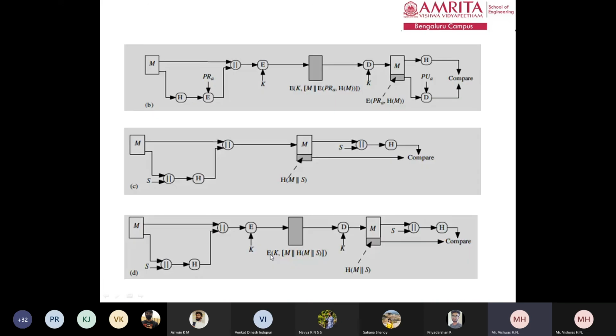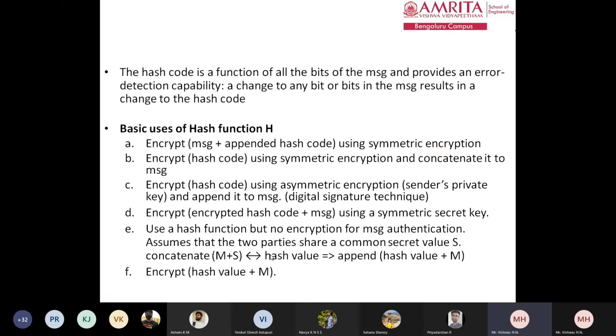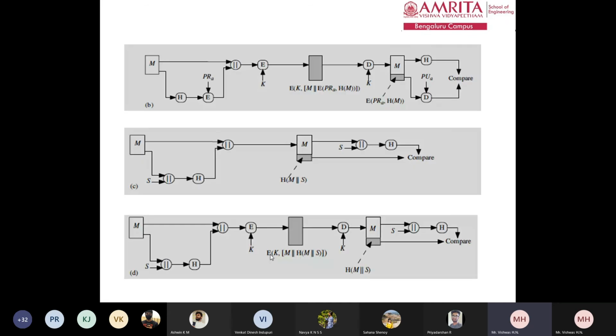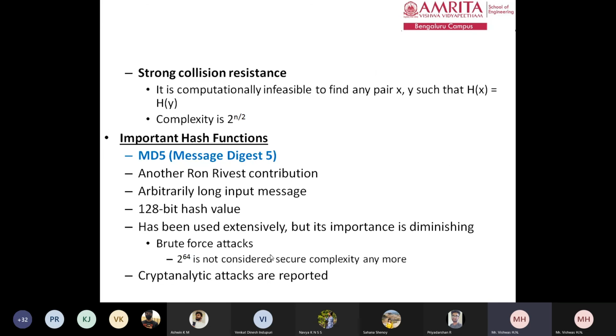Hope hash function is clear, and by this time you should be in a position to understand what are the major uses of hash function, which is a very important factor in providing authentication and integrity of any message. Is that clear? So important hash functions are MD5, which is widely used. Message Digest 5 is an algorithm or hash function which is widely used to generate hash values for the messages.